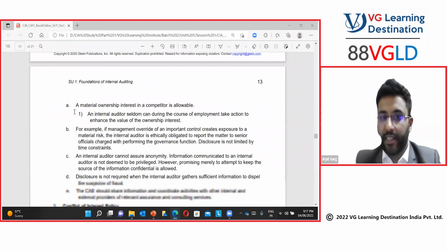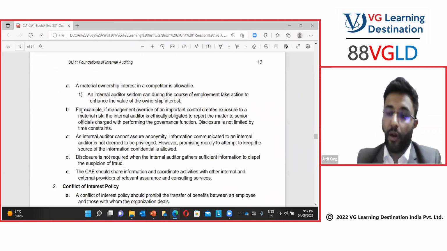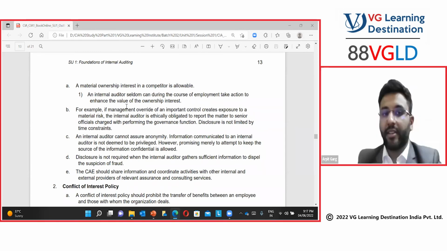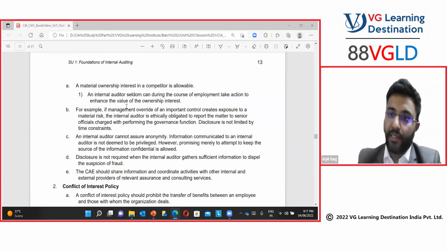Again, it covers different examples. Now, this is again one very important example. Can I have a material ownership interest in my company and then do the audit? So let's say I am auditing an organization where I also have a material interest. Will that impair objectivity? Yes or no? Yes. So can anyone tell me why it will impair objectivity? If I have a material interest in the organization that I'm working for, how does that impact my objectivity?